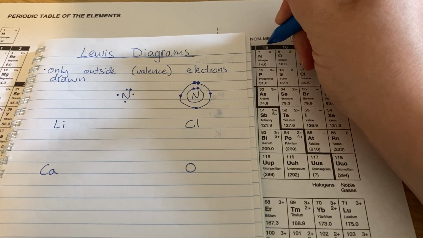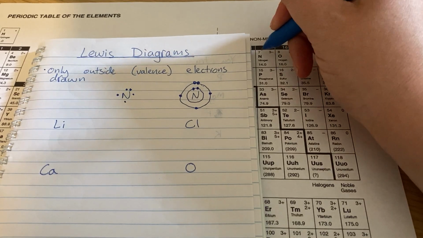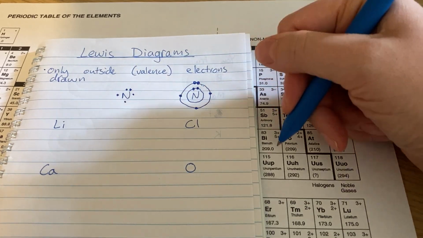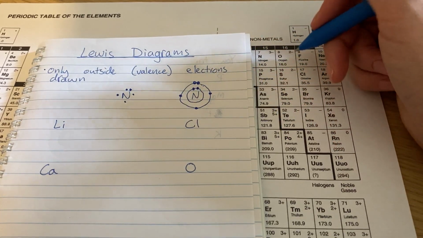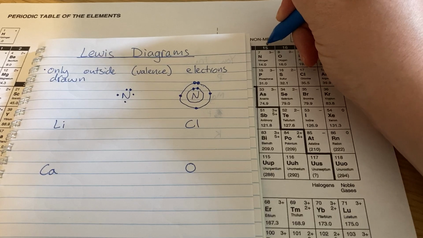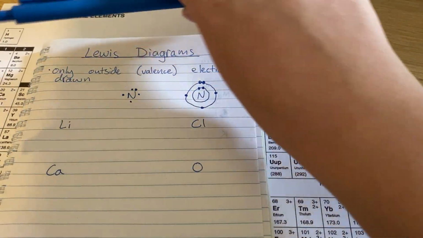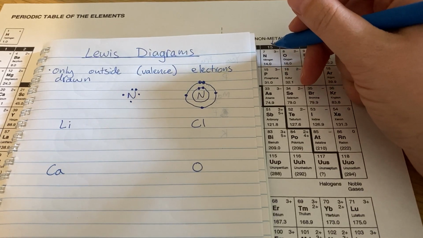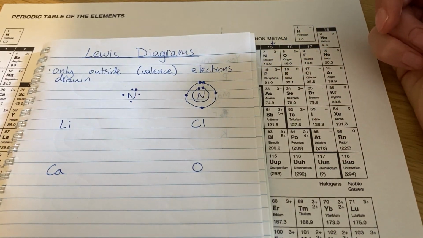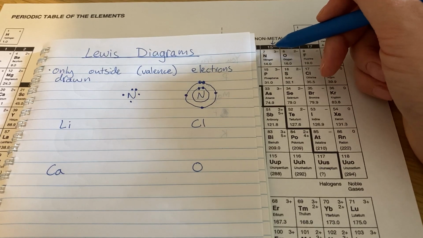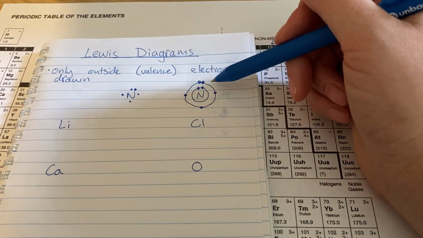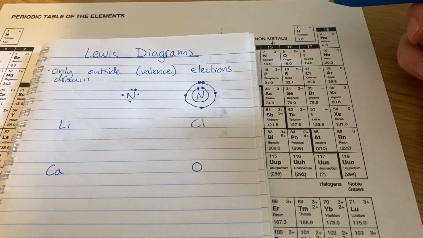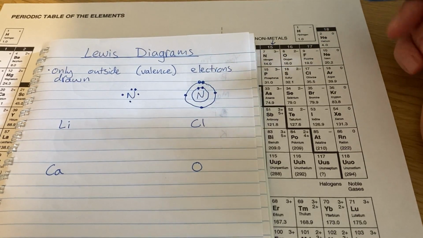If you look at the top of each column, you see a number like 15, 16, 17. This is the group number. Groups are vertical columns on the periodic table. And the second digit, or the only digit if you go over here, tells you how many valence electrons this atom has. So for example, nitrogen has 5, which you can see from my drawing. Oxygen has 6, fluorine has 7. That's a sneaky little shortcut if you can remember it.